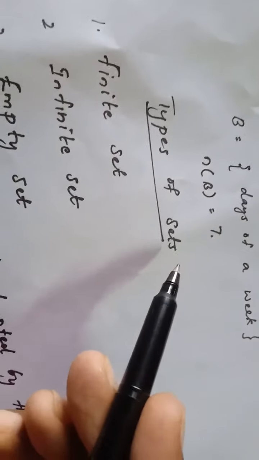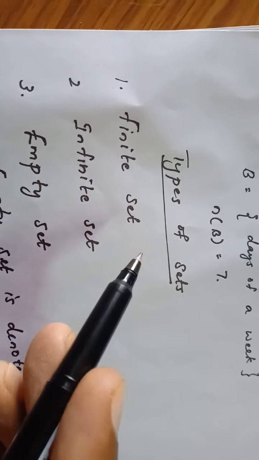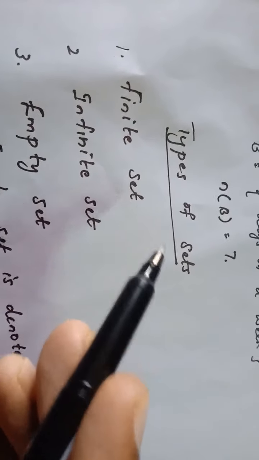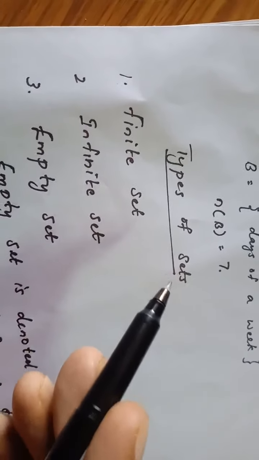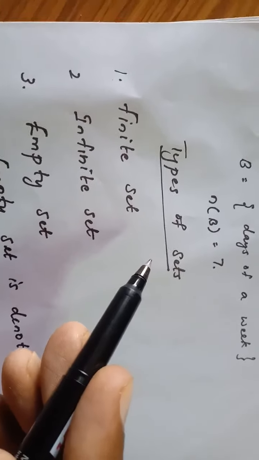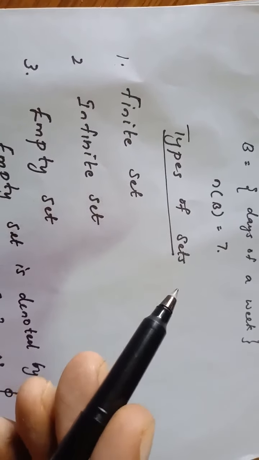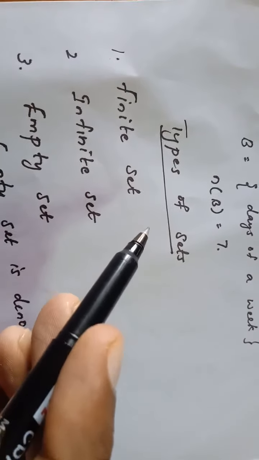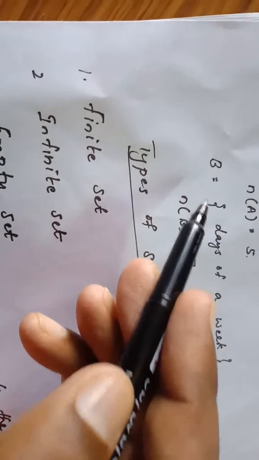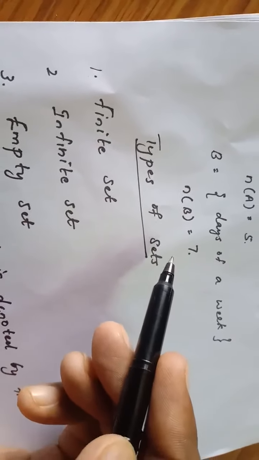Next we have types of sets. First one, finite set. Finite set means if you are able to count the number of elements in a set, then we can say that it is a finite set. For example, set of natural satellites of Jupiter, set of 2-digit prime numbers, set of even numbers less than 10, set of prime numbers less than 20. These are all examples for finite sets because we are able to count the number of elements.